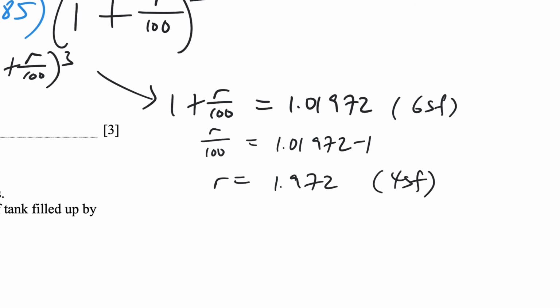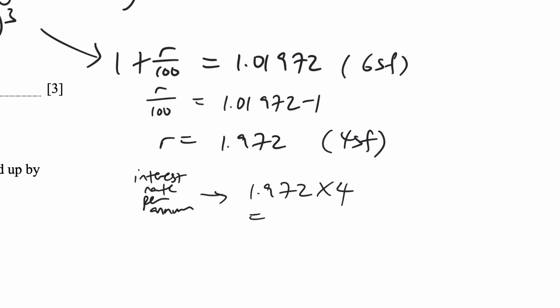So that's r, and because this is for every 3 months, since you compound it quarterly, the interest rate per annum is simply this number times 4. Because this is for 3 months, and in 1 year there are 12 months. So you times 4, you get 7.89%, to 3SF.